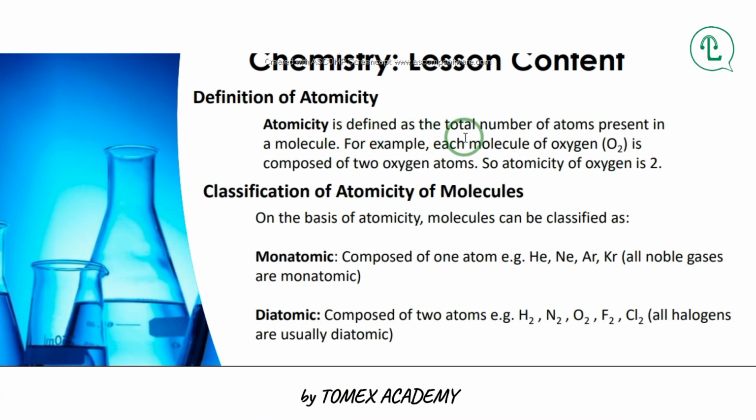Atomicity. Atomicity is defined as the total number of atoms present in a molecule. For example, each molecule of oxygen, O2, is composed of 2 oxygen atoms. So atomicity of oxygen is 2.